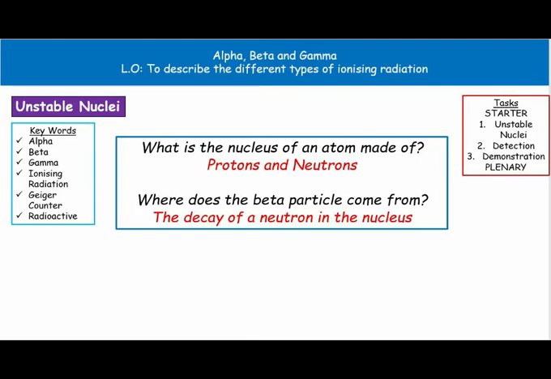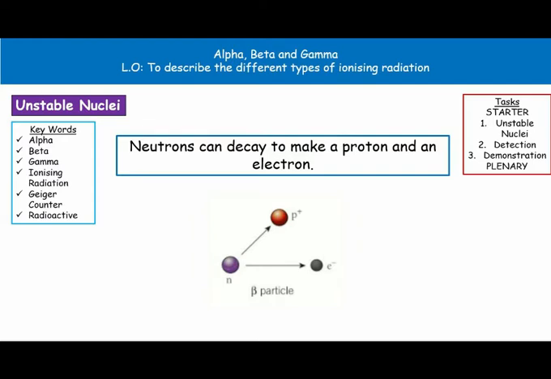Hopefully we remember the nucleus is made of protons and neutrons. Give yourself a tick if you got it right. And the beta particle actually comes from the decay of a neutron in the nucleus. So let's take a moment to have a look at that in a little bit more detail.